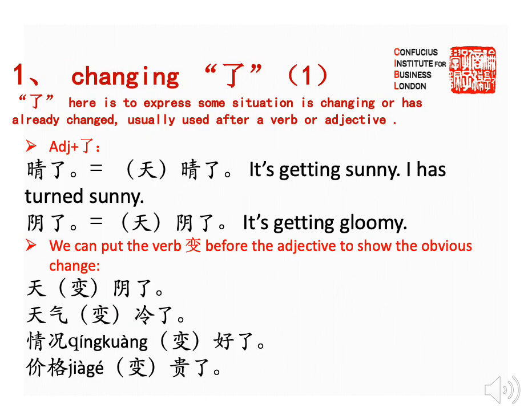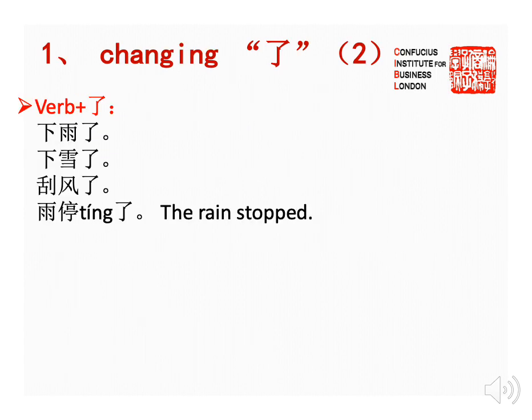Okay, let's come to the structure of lesson 6. And the second use of the 了, we use it after the verb. For example, 下雨了 it's getting raining. 下雪了 it's snowing. 刮风了 it's getting windy. So here, all the 了 here shows the situation is changing from one situation to another.